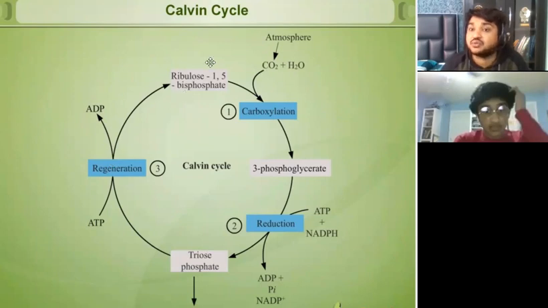They are forming RUBP. So RUBP contains the 5 carbon, yes or no? And so one is going down. So this is how this cycle continues, regeneration.